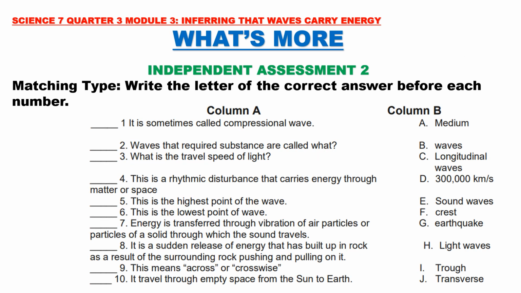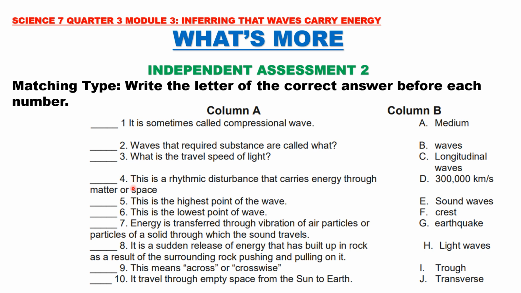Independent assessment 2, matching type. Write the letter of the correct answer before each number. So, column A: 1, it is sometimes called compressional wave. 2, waves that require substance are called. 3, what is the travel speed of light?